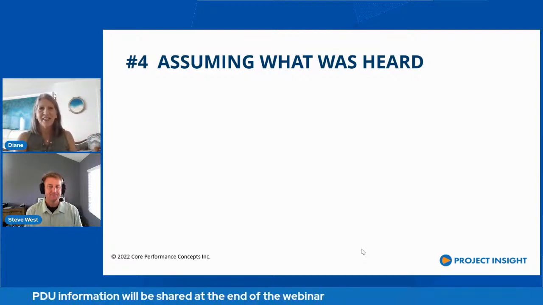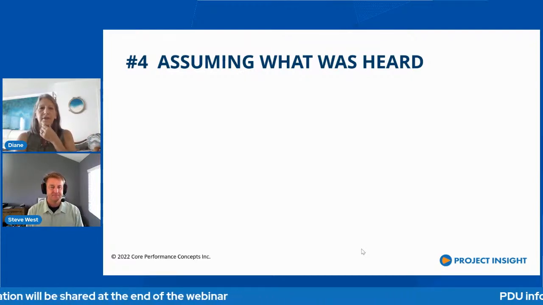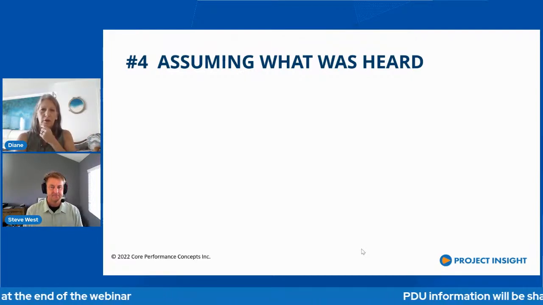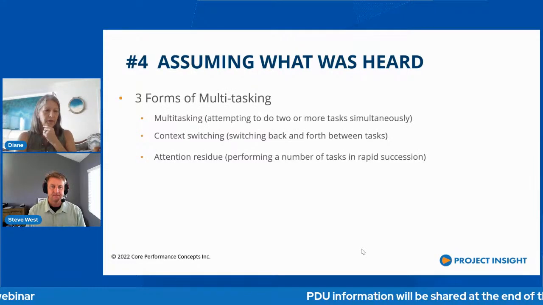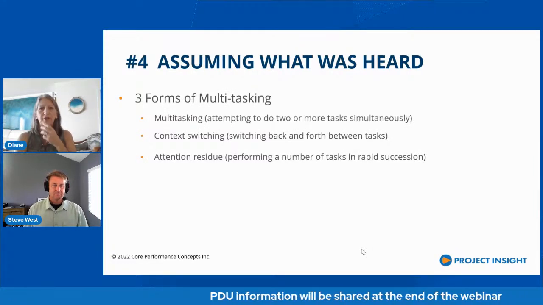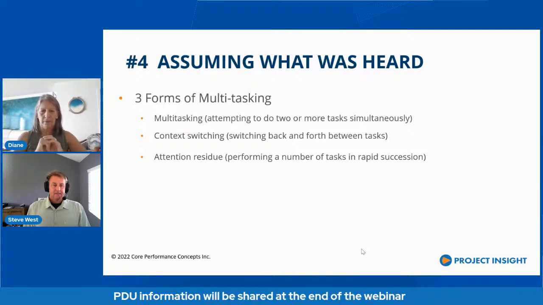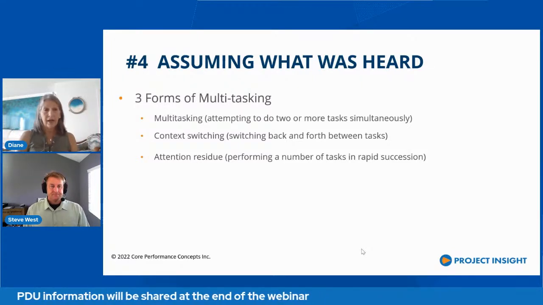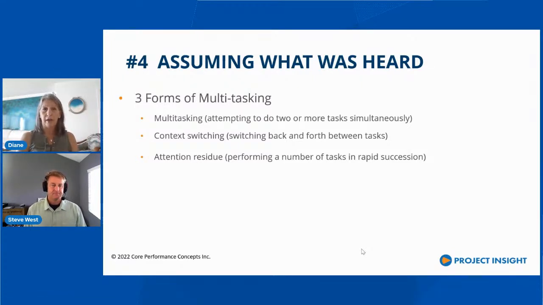Hopefully. All right. So the next pitfall is assuming what was heard. And this talks to some of what you were saying earlier, Steve, about all the different paths we have. And that causes a lot of challenges. And I don't care what anybody says, if you go look at the research, multitasking does not exist. And there are 3 different kinds, it's attempting to do 2 or more things simultaneously.